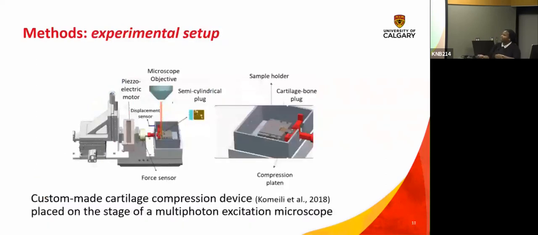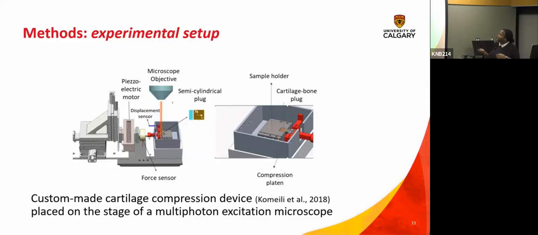So for the experimental setup, we have a custom-made cartilage compression device. With this device, we place the semi-cylindrical cartilage plug in here, and this whole bath is filled with phosphate buffered solution. Over here, we have the compression plate, and then we have a motor that picks the signals from the displacement sensor, because this is done in displacement mode configuration.